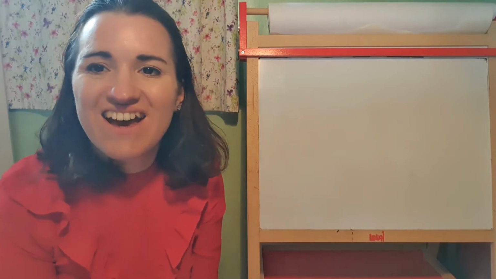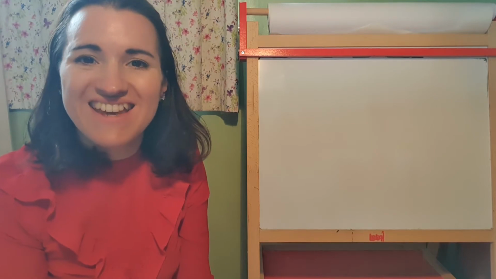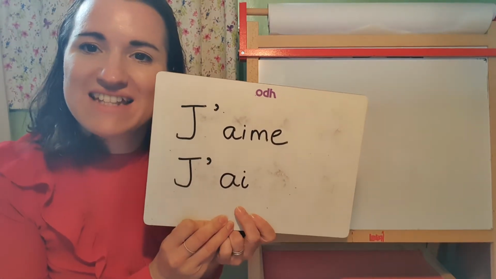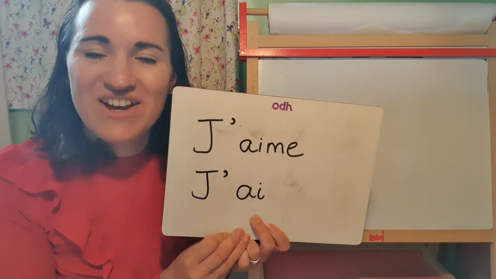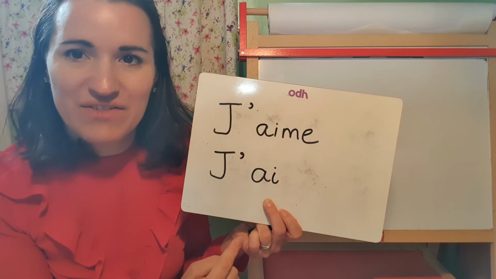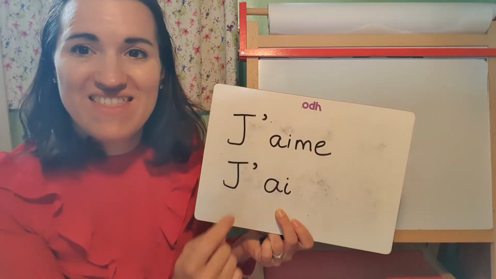Hi Year 8. I thought I'd just address a common error that I'm seeing quite a lot in your writing at the moment, and that is an error related to these sentences here. So j'aime, I like, and j'ai, I have. And it's an error related to the apostrophe in this sentence.